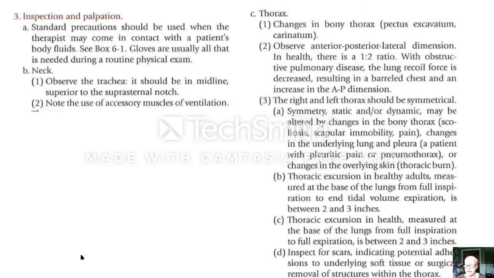Thoracic excursion in healthy adults, measured at the base of the lungs from full inspiration to full expiration, is 2 to 3 inches. Inspect for scars indicating potential adhesions to underlying soft tissue or surgical removal of structures within the thorax.